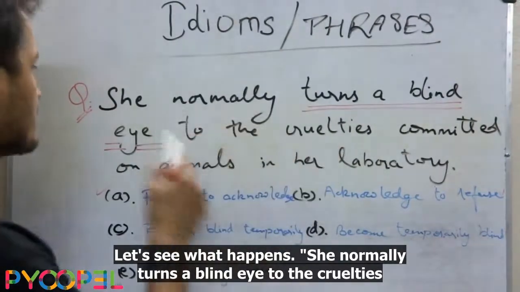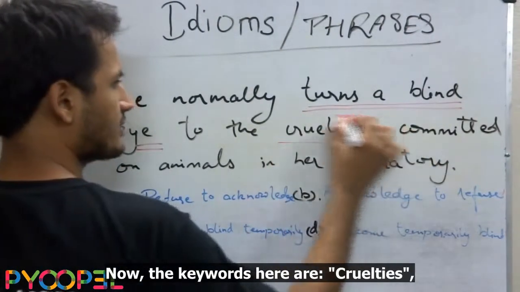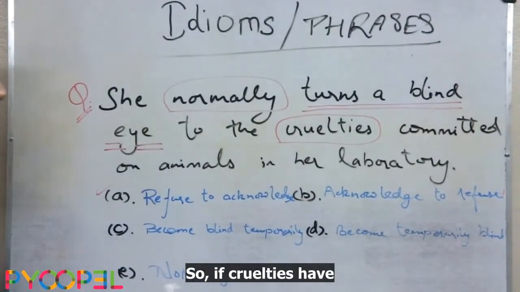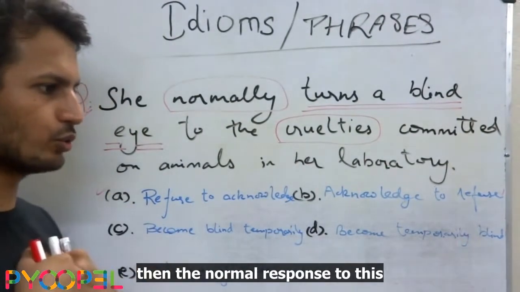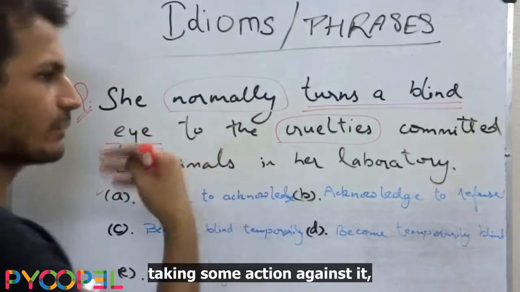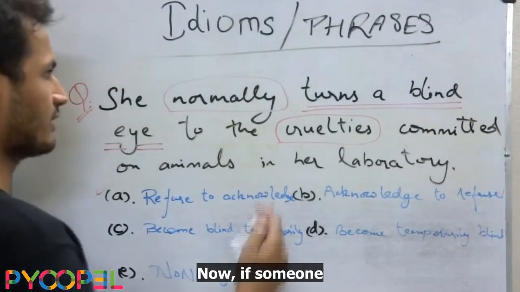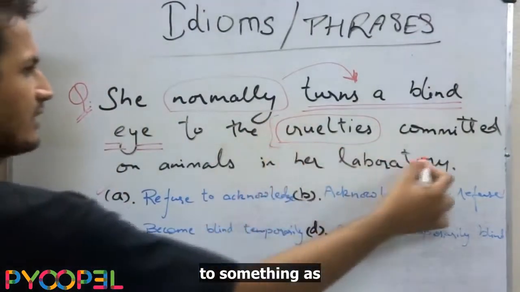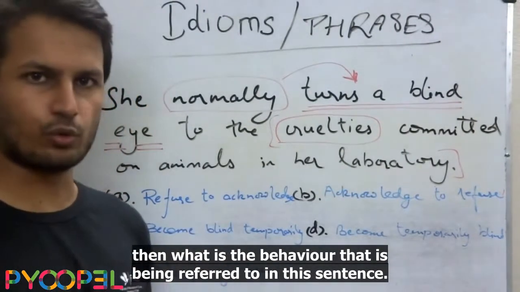Let's see what happens. She normally turns a blind eye to the cruelties committed on animals in her lab. Now the keywords here are cruelties and normally. If you have cruelties being committed on animals in a laboratory, then the normal response to this kind of behavior would be taking some action against it, stopping it, or condemning it. Now, if someone is turning a blind eye to something as cruel as this, then what is the behavior that is being referred to in this sentence?